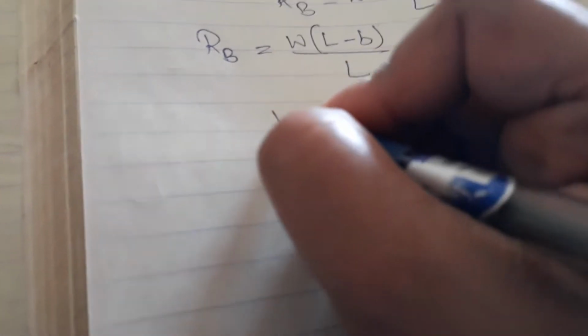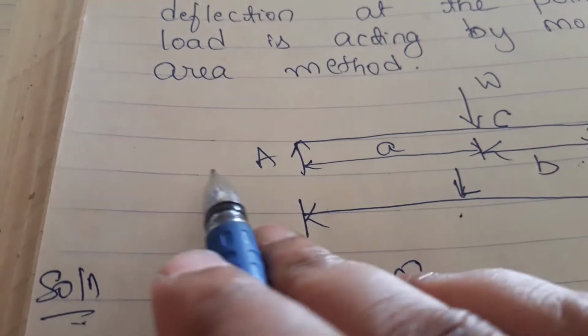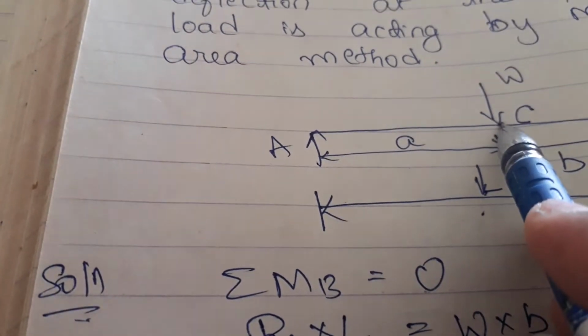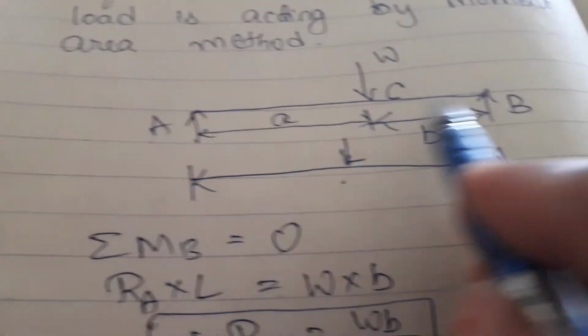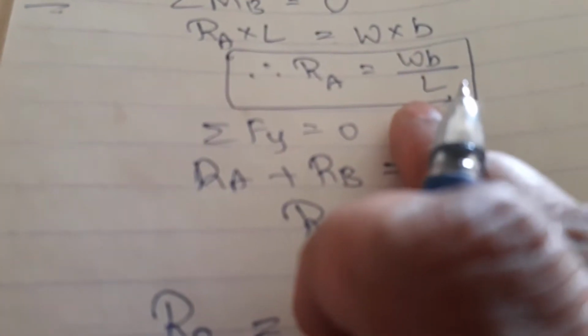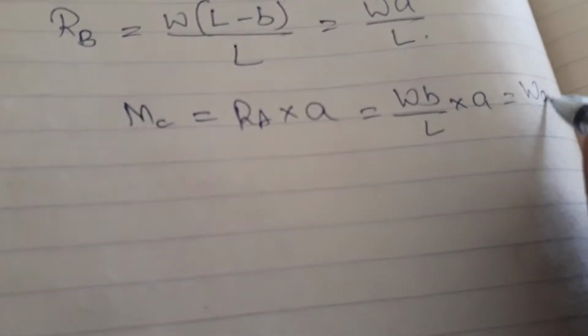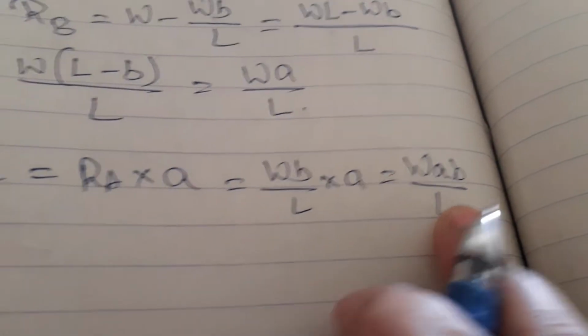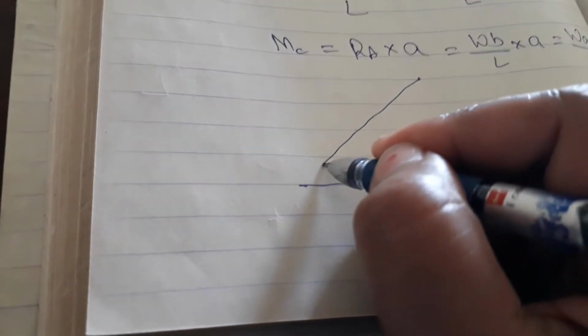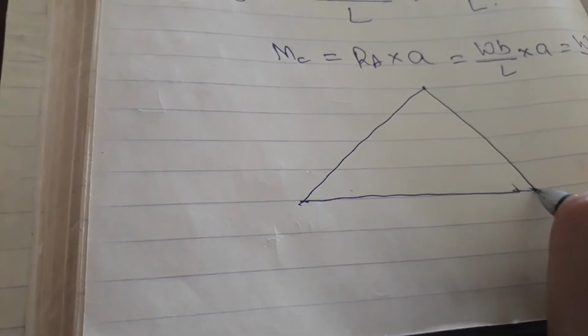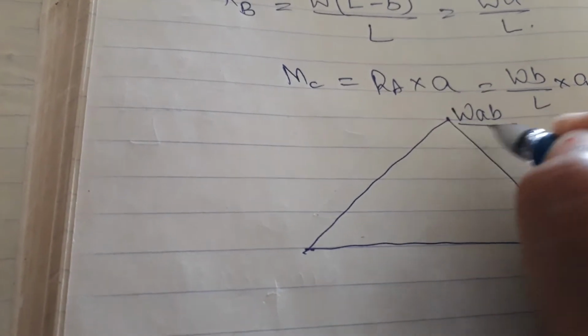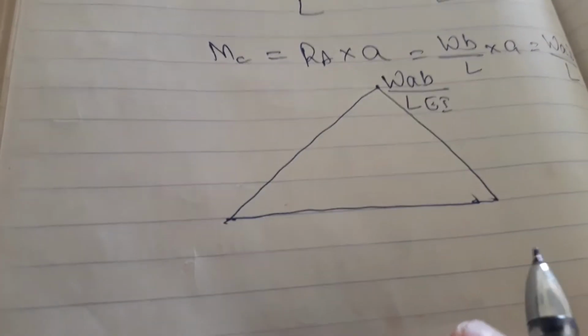So let us take MC, find out moment at C. Either take left or right portion. MC means RA into A or RB into B. So RA into A. We have calculated RA, which is WB by L. So WB by L into A, which is WAB by L. This is moment at C. So the bending moment diagram will be like this for this type of loading. So this is WAB by L, divided by EI, the M by EI diagram.